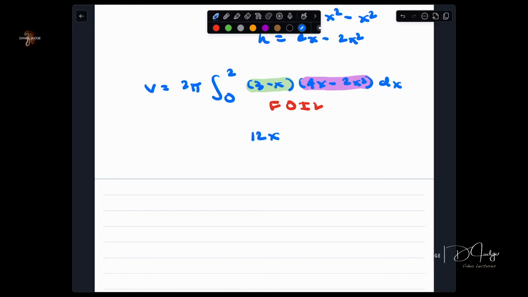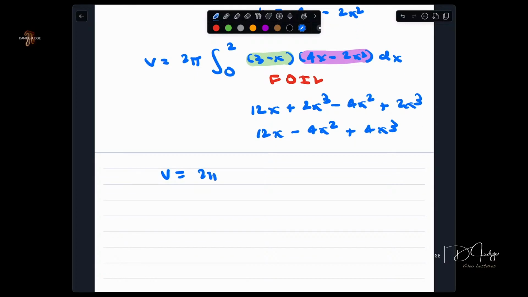12x plus 2x cubed minus 4x squared plus 2x cubed. So 12x minus 4x squared plus 4x cubed.